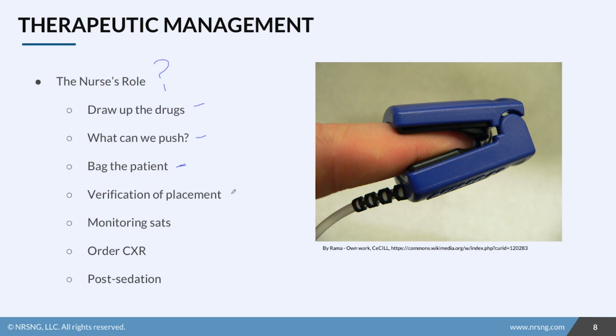Once the tube's in, we need to verify placement. So we're going to attach that capnometer. We're going to listen for breath sounds and also make sure that you put in for that chest x-ray, which is really confirmation.